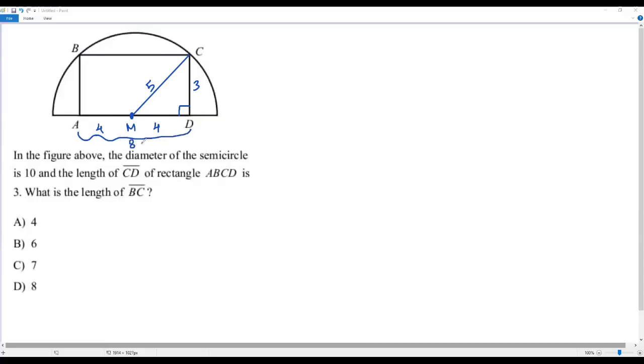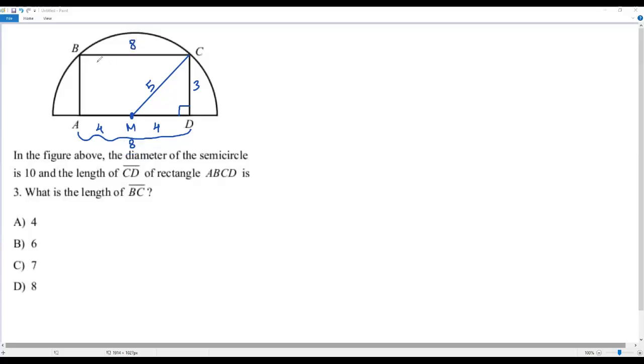In any rectangle, opposite sides are parallel and equal in length. So in this rectangle, AD and BC are the opposite sides. They must be parallel and equal in length. So whatever length you have for the side AD of the rectangle, the same length you will have for the side BC of the rectangle.